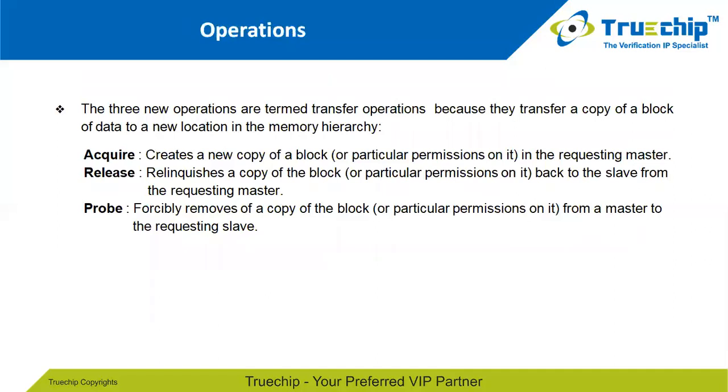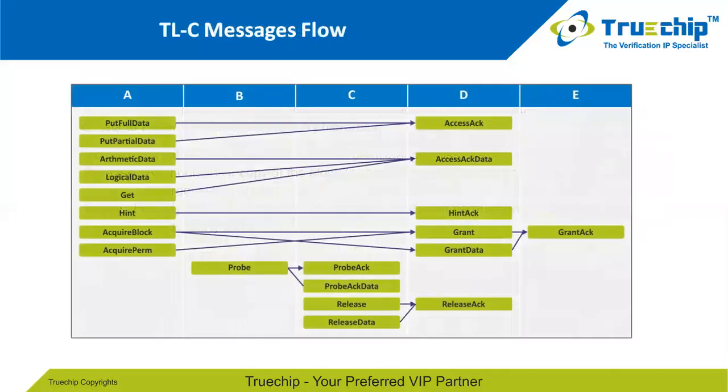Now we see the message flow of TileLink cache. This is the complete message flow of TileLink. Here we have added more messages like acquire block, acquire param, probe, release, and many more. We can see the acquire block and acquire param messages are generated on channel A, the responses grant and grant data are generated on channel D, and the grant ack response is driven on channel E for the grant or grant data messages.